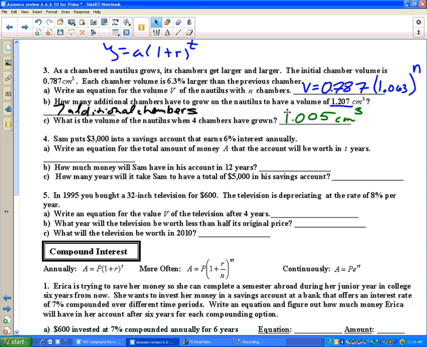Okay, number 4, Sam puts $3,000 into a savings account that earns 6% interest annually. Annual interest rate is the same as exponential growth. Write an equation for the total amount of money A that the account will be worth in T years. So A is equal to my initial amount, $3,000, times 1 plus my rate, which is 0.06 to the T power. How much money will Sam have in his account in 12 years?